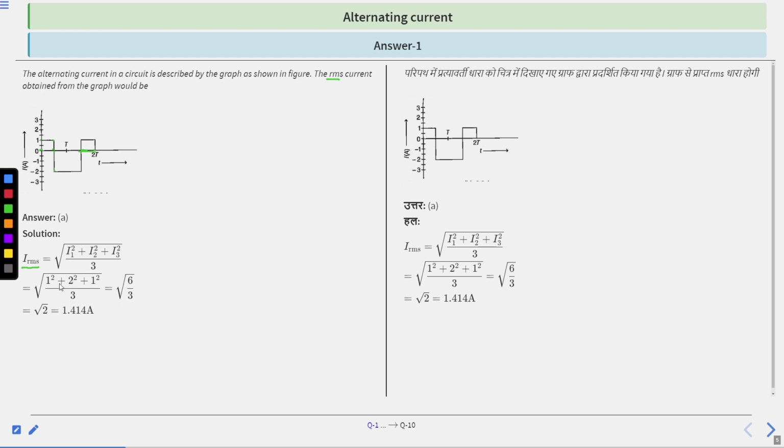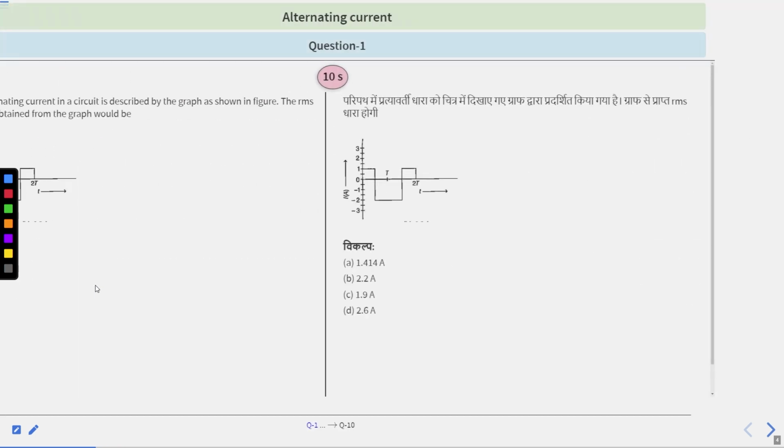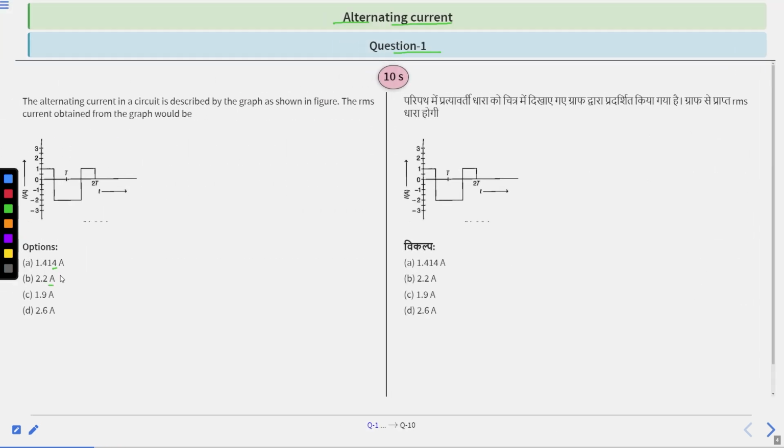So 1 square plus 2 square plus 1 square, adding this you will get 6, divided by 3, under root. Clear? When you divide 6 by 3, you will get root 2, which is equal to 1.414 ampere. So RMS current is 1.414 ampere. Clear? So the correct answer is option A. RMS current 1.414 is the correct answer. Clear?